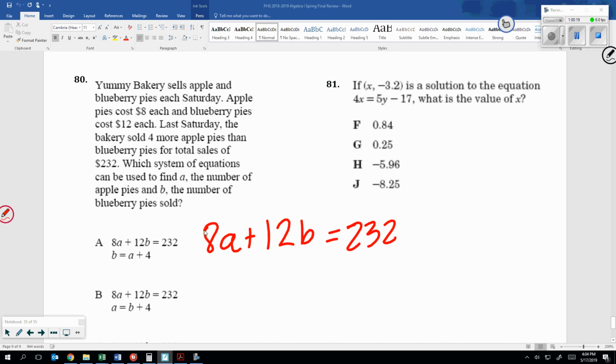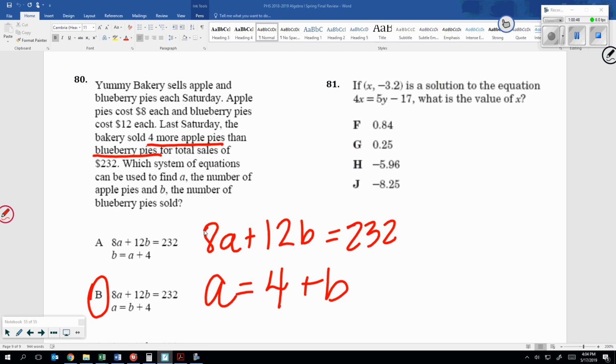Now, all of the answers say that. So then we gotta look at our next equation, which should be a little tricky because it says 4 more apple pies than blueberry pies. Okay. So your apple pies is going to be 4 more than your blueberry pies. And so with that, your answer is B.